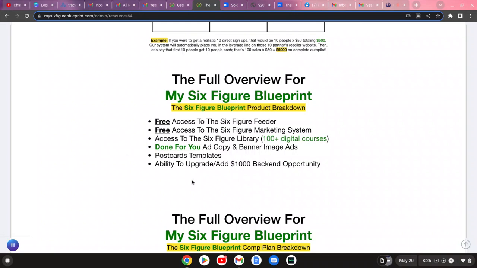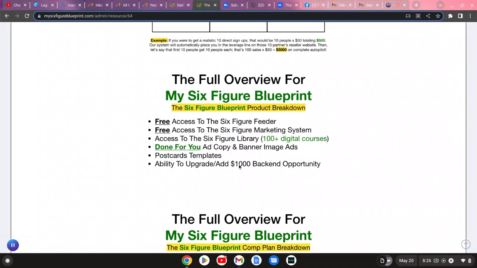So you get everything with this system, the feeder and the marketing system automatic. You get access to the 6-figure library. So there's 100 plus digital courses in there that are teaching you about marketing and making money and passive income. So 100 digital courses, that is a lot of courses to sit and study, but you got access to all of that. You get done-for-you ad copy and banner images. Okay. You also get postcard templates. Postcard marketing has really taken off now. So a lot of people are doing postcard marketing. So you get a template that will allow you to promote this using postcard marketing.